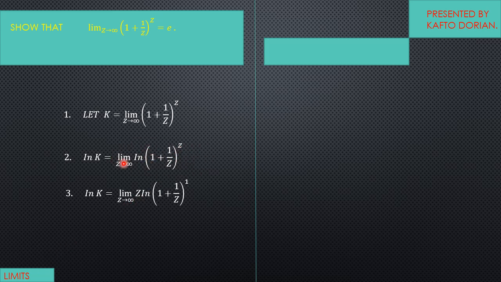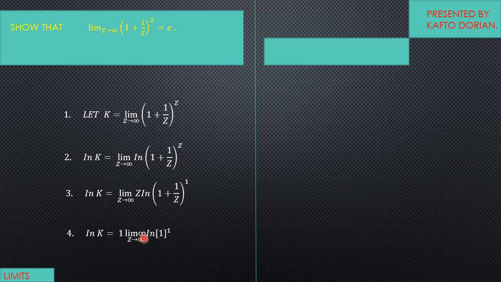So my z will come across. I will now have ln k equals the limit as z tends to infinity of z ln of (1 plus 1 on z), all in brackets to the power 1. So the 1 there doesn't change anything. Remember that this one and this one here don't change anything in the equation.